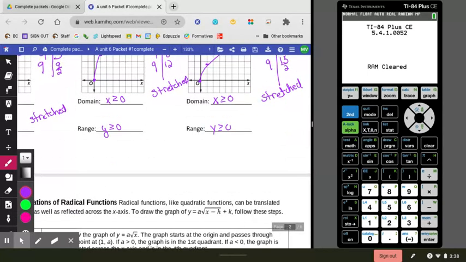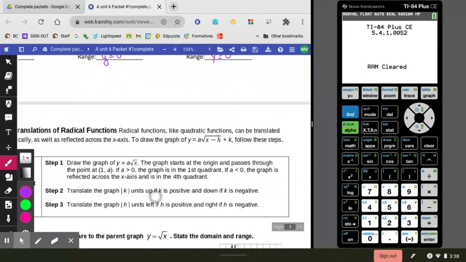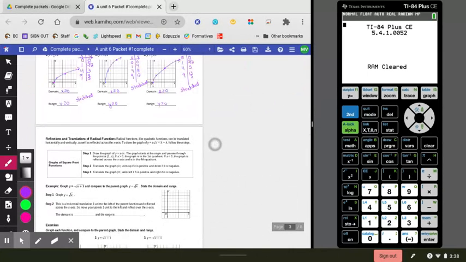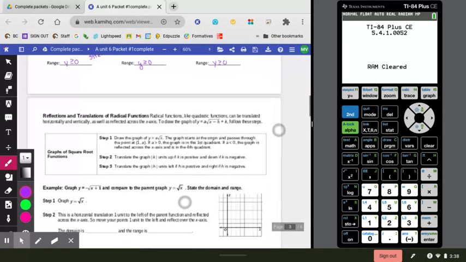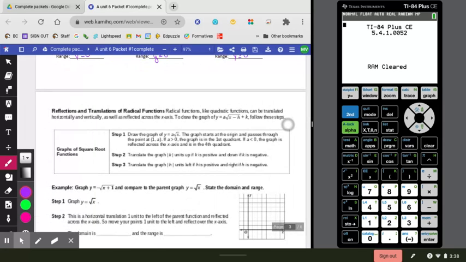So, next page. Translations. Oops, I didn't mean to shrink it. Reflections and translations of radical functions. Radical functions, like quadratic functions, can be translated horizontally and vertically, as well as reflected over the x-axis. To draw the graph of y equals a, square root of x minus h, plus k, follow these steps.